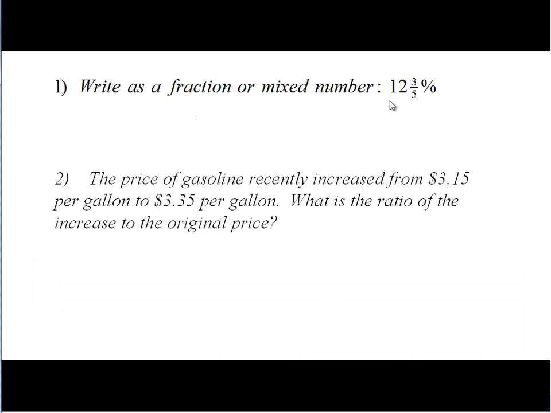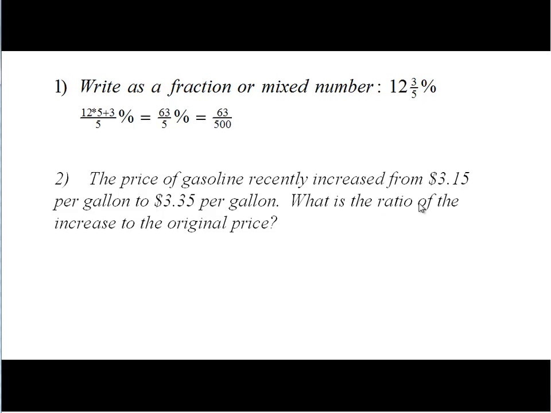Okay, write a fraction. We need to turn this into a fraction, so you take the front 12 times the bottom 5 and add the numerator 3. So it's 12 times 5 plus 3 over 5. That's 12 times 5 is 60, plus 3 is 63 over 5. Percent means per 100, so we've got to put 100 in the bottom, so that's 63 over 500.